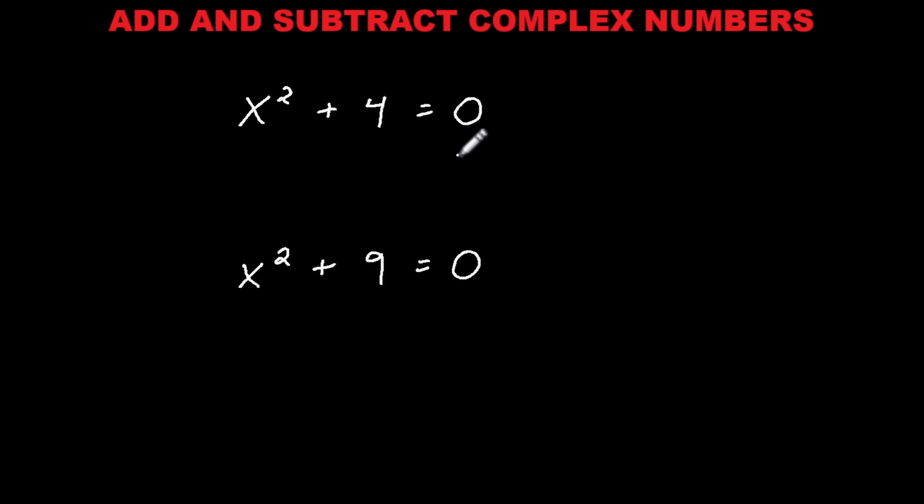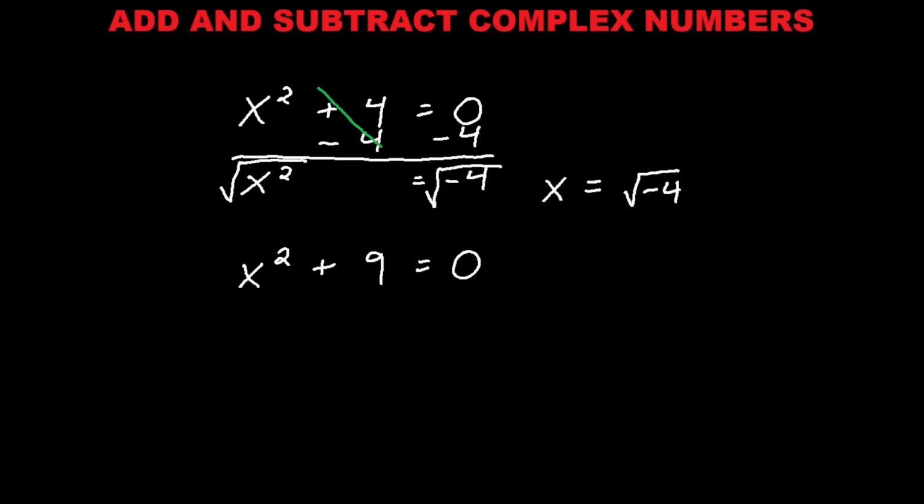Here we have two quadratic equations, and I want to solve them, so they're set equal to 0. In the first one, what I want to do is subtract 4 from both sides. And then to find the value of x, I have to take the square root of both sides. This can further be simplified by being the square root of 4 times the square root of -1. And the square root of 4 is 2, and the square root of -1 is i. So our final answer is 2i.